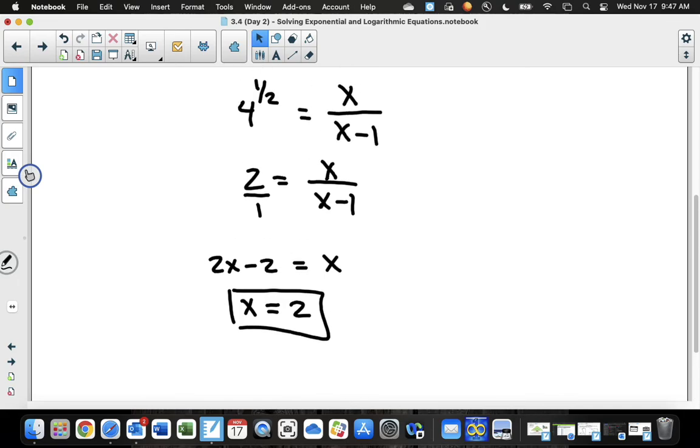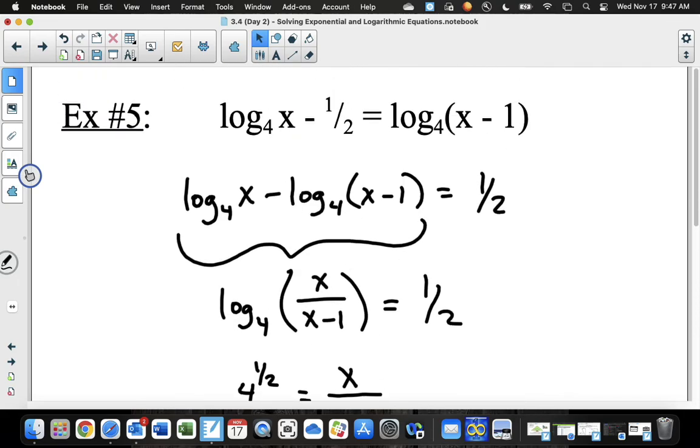Quick question, do I need to check this? Do I need to check to see if it's extraneous or not? Yeah, I need to just double check. Granted, I didn't need a calculator, but at that point you're good that you don't have any negatives, but you would still need to just double check that you get the right answer. And in this case, you do. So x equals 2 is the correct answer.